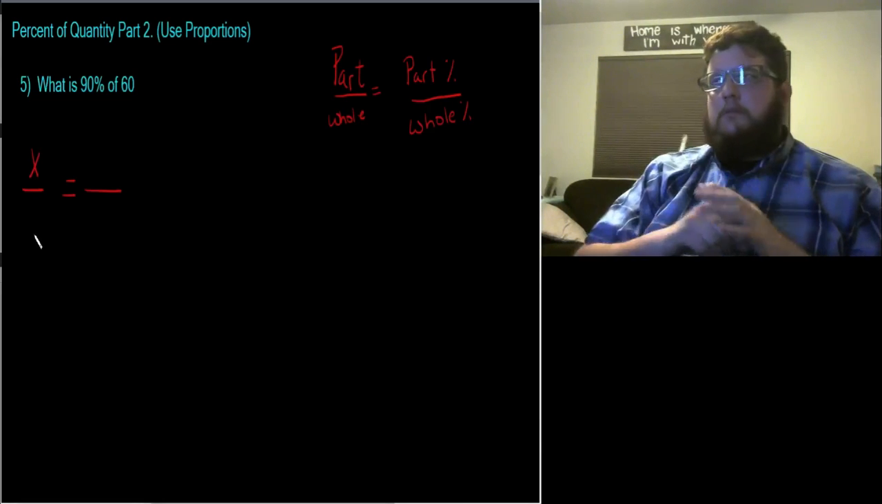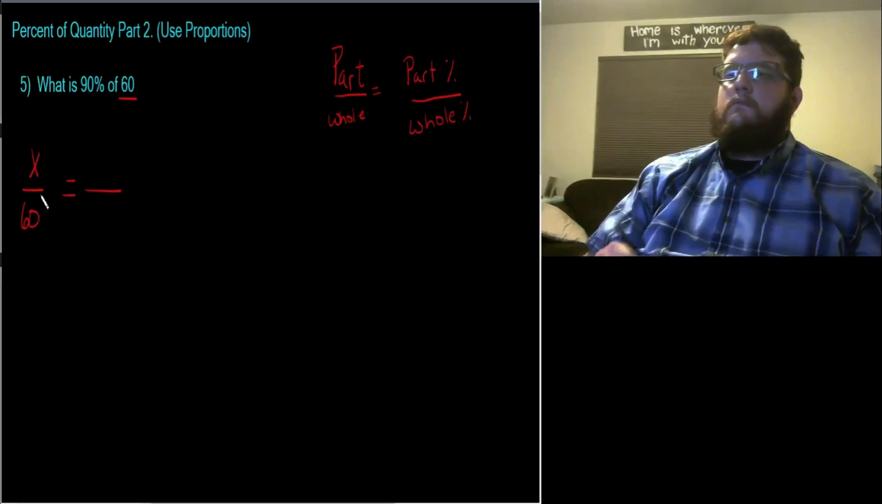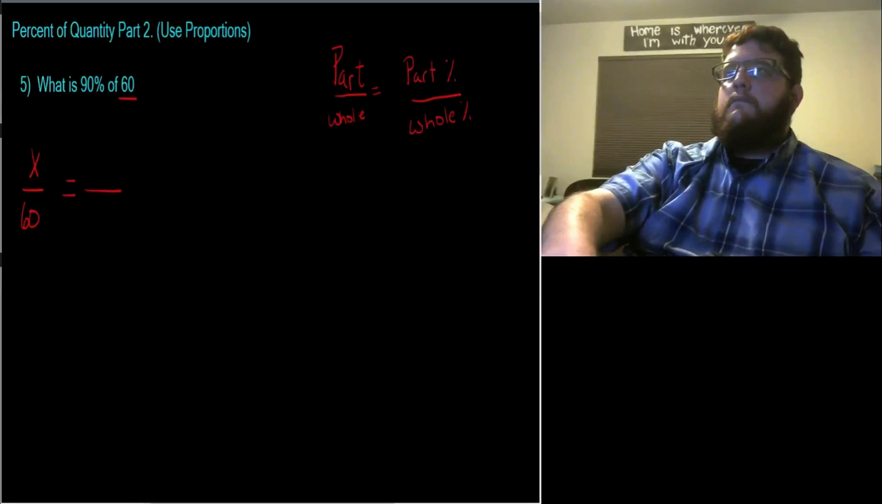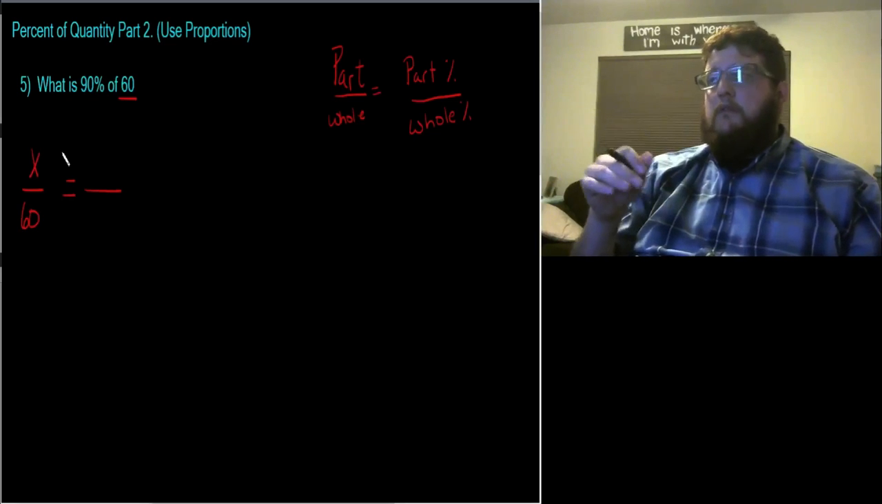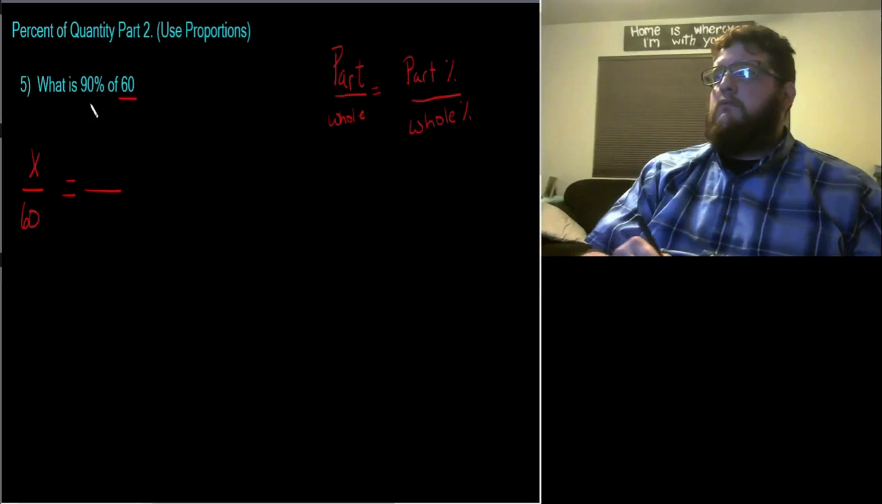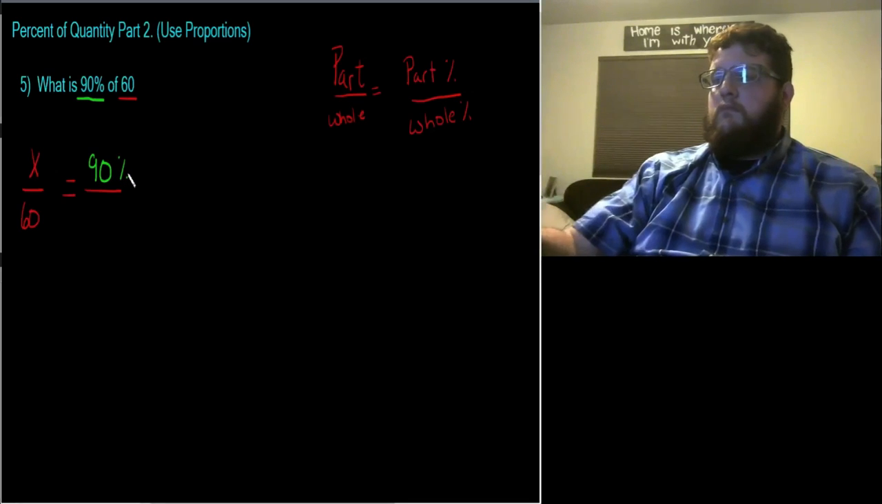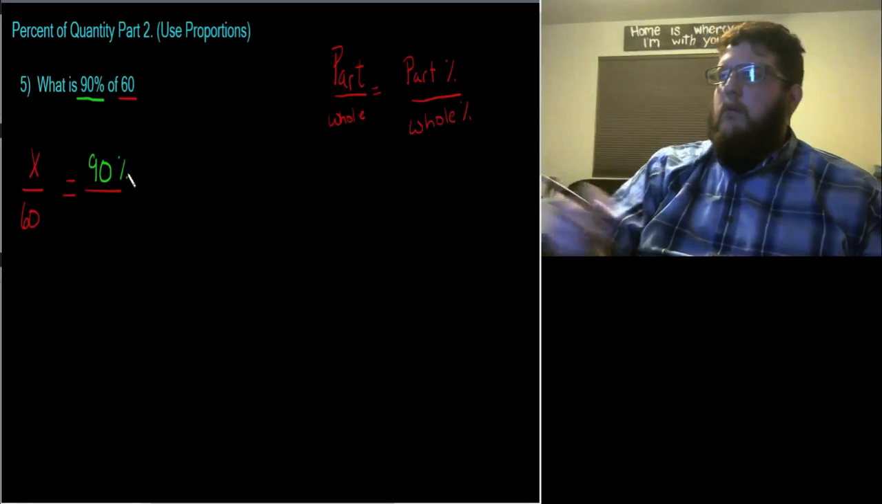Again, the whole number is 60. That is the maximum amount of whatever it is we're talking about. Now we'll move on to the other side of the proportion. We know what the partial percentage is because it tells us 90%. And percentages are always out of 100. So the whole percent is 100%. We always know that.